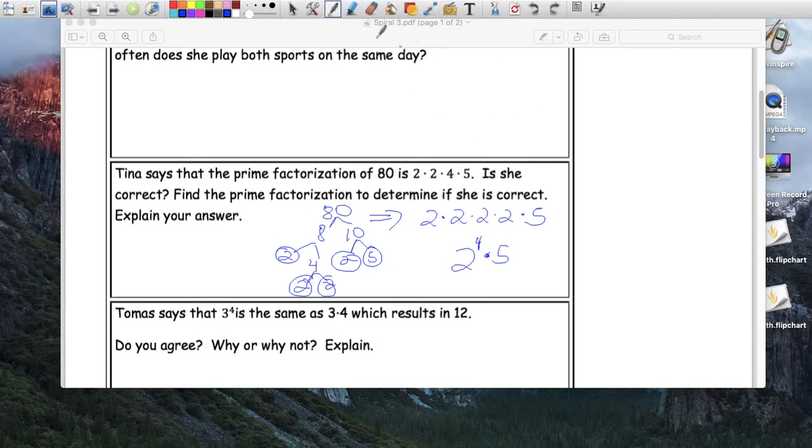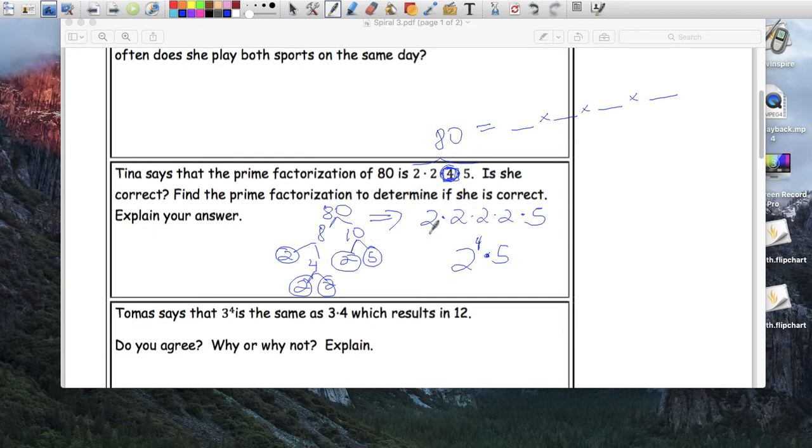Tina actually did it. This does equal 80, but she didn't write this using all prime numbers. This 4 that she used does break up into 2 and 2. Remember that this is the prime factorization, so we're taking a number and writing it as a product of prime numbers. We're using only prime numbers to get to 80. In this case, she didn't use only prime numbers because she used the number 4, and 4 is a composite. Okay, it does multiply to 80, but unfortunately the 4 is a composite, so that's where her mistake was.